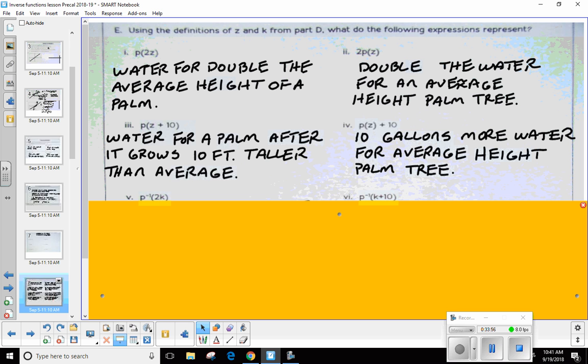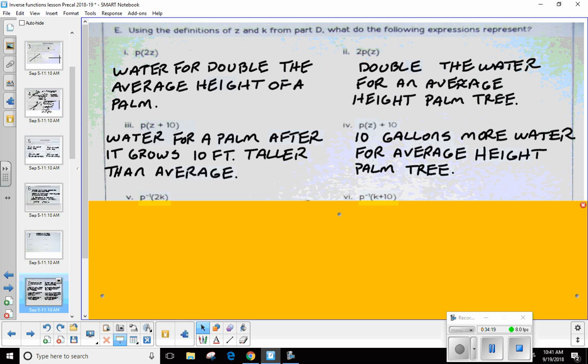P inverse of 2K. What can I put? Anybody? Susan. You look like you wanted to put your hand up. You just weren't. Oh, you're okay. You're okay. My mistake.